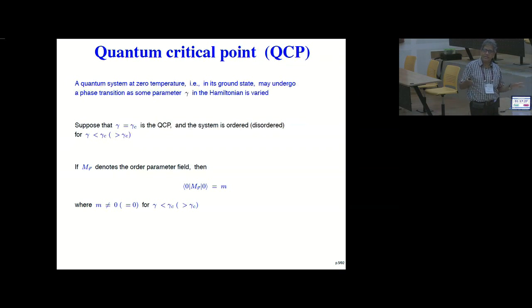So let's say very generally that gamma is the parameter that you're varying to go across the quantum critical point. Let's say gamma equal to gamma c is the quantum critical point, so that the system is ordered if gamma is less than gamma c, and disordered if gamma is more than gamma c. Let's say M denotes the order parameter field. For example, in a magnet, this would be the magnetization at some point. In a superfluid, it will be the Bose condensate order parameter and so on. The expected value of this in the ground state, let's denote by M. So M is not zero if you're in the ordered phase, gamma less than gamma c, and it's zero if gamma is bigger than gamma c.